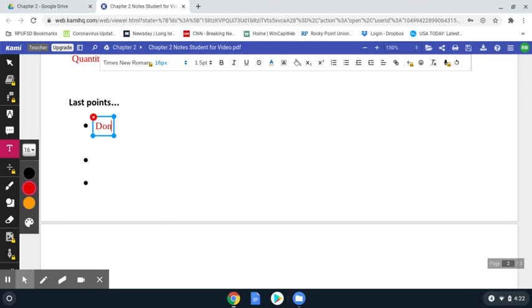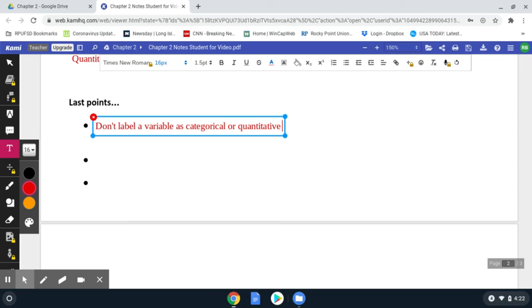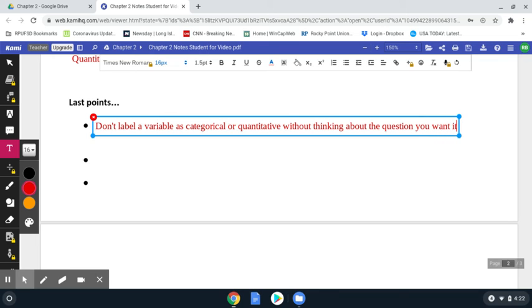So let's add for our first bullet that we don't label a variable as categorical or quantitative without, and that's the key word here, without thinking about the question you want it to answer. Perfect. All right, so that was our first point.